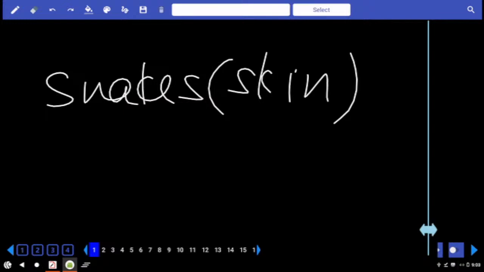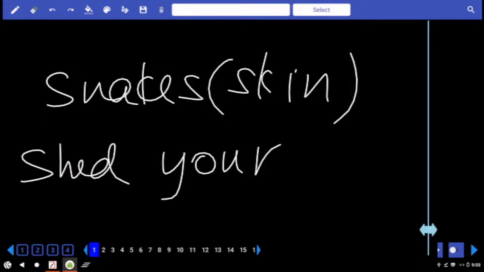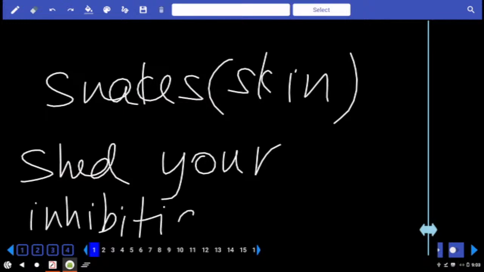We all have a lot of inhibitions. Because of that, we feel shy. So write another combination or expression, shed your inhibitions. You all know the word inhibitions. Shed your shyness. Inhibitions. Something stops you, something holds you. We use the word inhibitions.